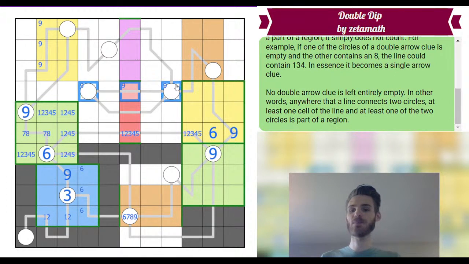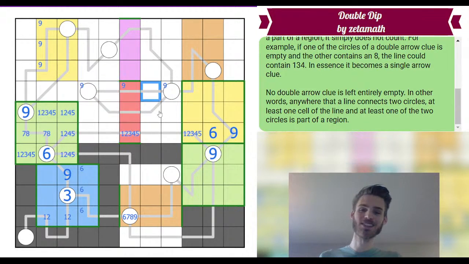I like to have a little pet project within the grid of any puzzle I solve, and this is my little pet project. I really want to prove where this red goes. I really want to say it goes this way or this way, and the fact that I could eliminate this 9 made me excited. Good job, Zeta.